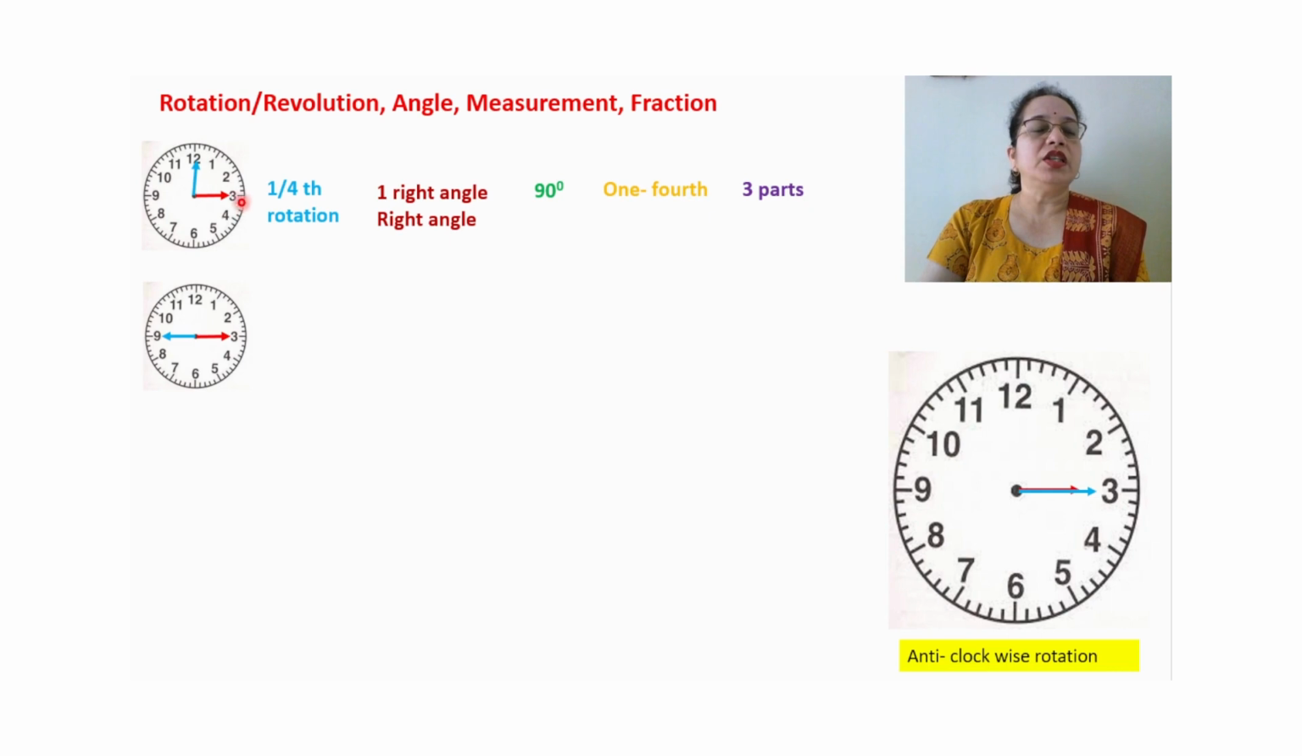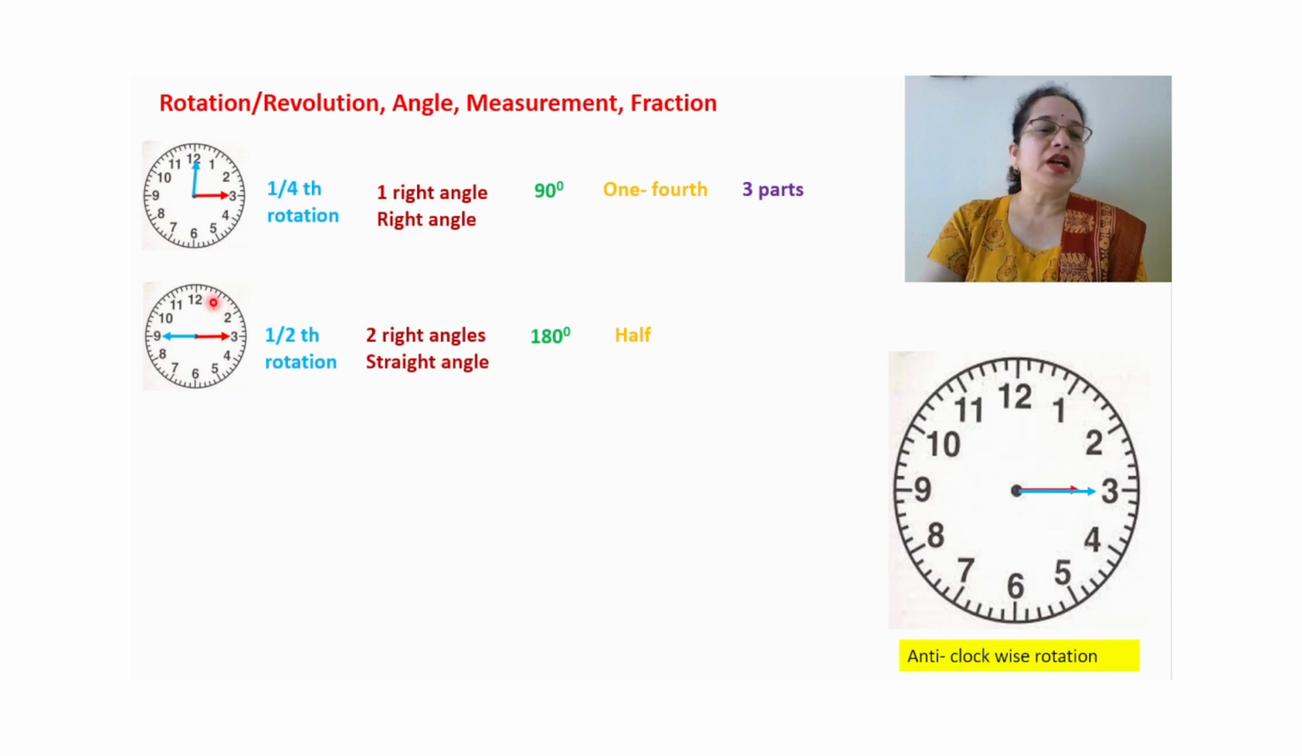Now the next figure, this blue color arm is rotated from 3 to 9. So this is half of the circle. So this is half rotation. And now two right angles, one right angle, another one right angle. And which type of angle is it? This is a straight angle. What is the measurement of a straight angle? 180°. Which rotation? We call it half rotation.